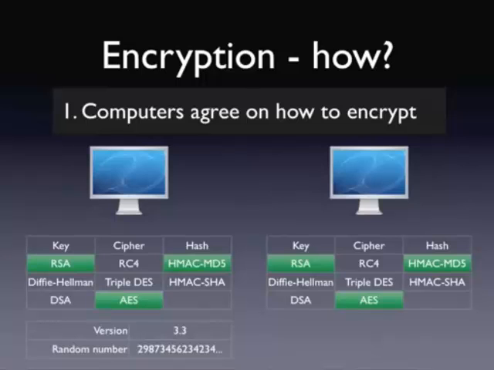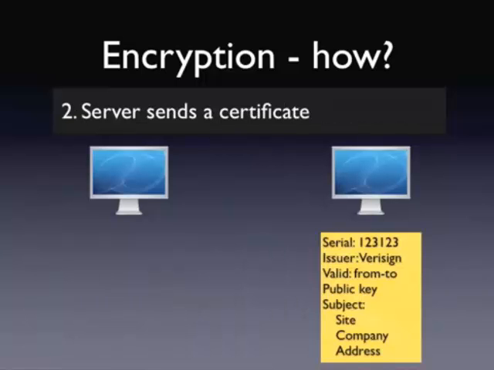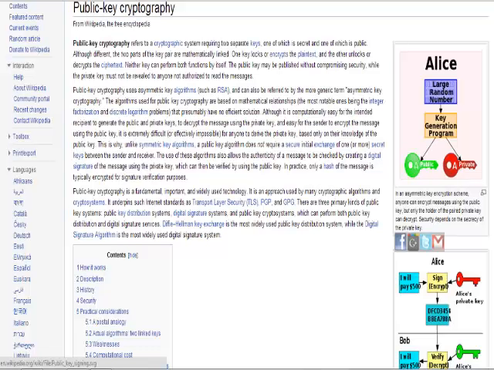Now the next stage, the server sends a certificate to the client. The certificate contains information about who the server belongs to, how long the certificate is valid for, and various serial numbers, and more importantly, the public key. For more information on public key, you can refer to Wikipedia. So the server sends the certificate to the client.